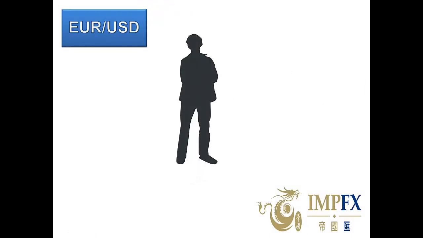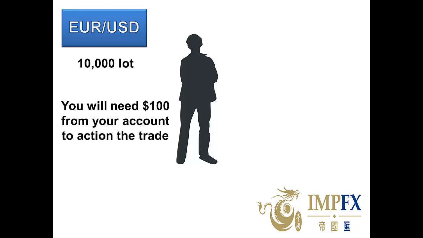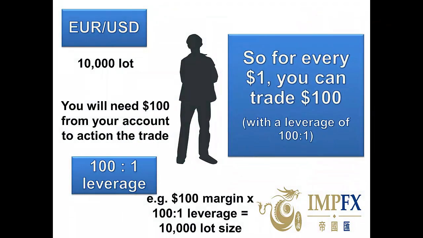Using the euro against the US dollar, if you want to buy 10,000 lots of the euro against the US dollar, you would need $100 margin in your account to be able to place the trade. Using the leverage of 100 to 1, in simple terms, you can trade 100 times what you have deposited. Therefore, for every $1 US you have, you can trade $100 US with a leverage of 100 to 1.